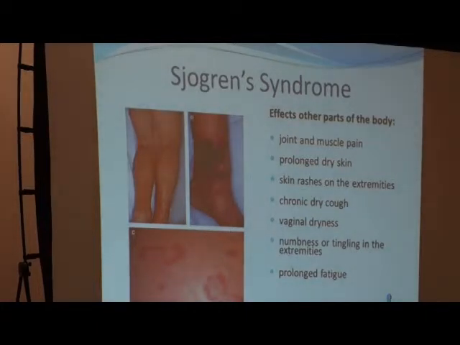Sjogren syndrome can affect also joints. It can cause skin ulcers. It can cause various skin rashes. We have quite a few patients with dry, annoying cough, and they go from one physician to another, and they're labeled typically with adult onset of asthma. It's Sjogren syndrome.